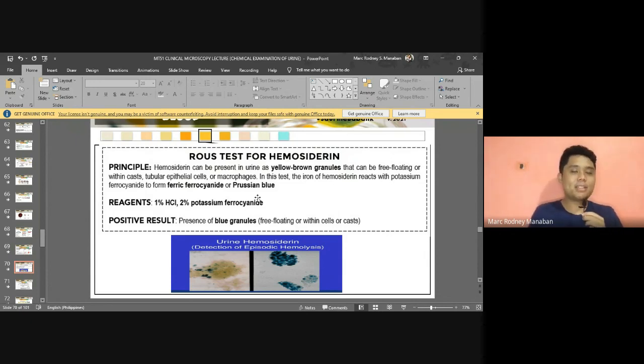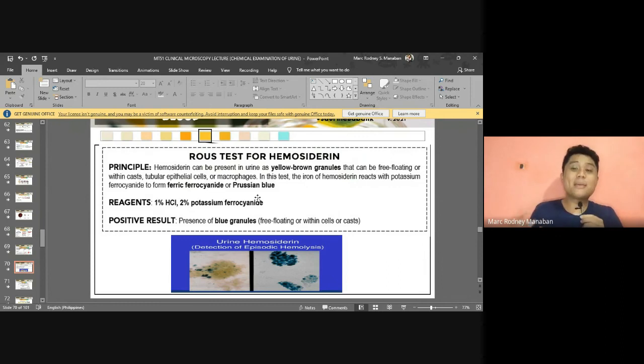Hemosiderin, again, can be seen in urine as yellow-brown granules that can be free-floating or attached siya sa mga epithelial cells or sa casts, alright? And it can be detected by adding ferric ferrocyanide. And ihang positive result kay blue, no? So we examine the microscope, ayan.